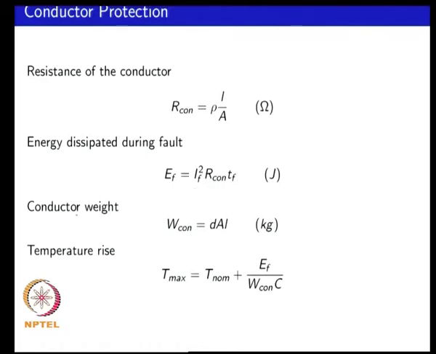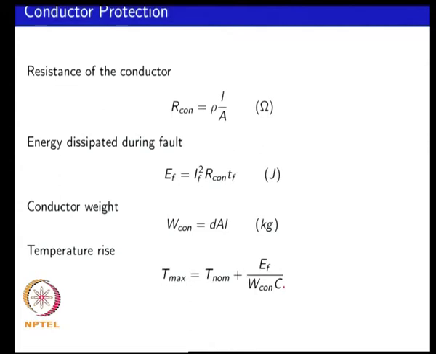Okay. So, if you have a conductor of weight, we will assume that the area of the wire is A, the length is L, and D is the density. So, D A L is the weight of the wire. You can assume maybe it is some cylindrical tube, or so you could make some assumptions and look at what the weight of the wire is, and you get the weight. Then you can calculate the temperature rise as the maximum temperature would be your nominal temperature at which it was operating before you had the fault, plus your energy that is deposited during the fault divided by the weight into its specific heat capacity. Okay.